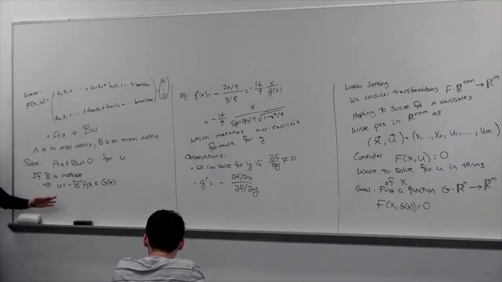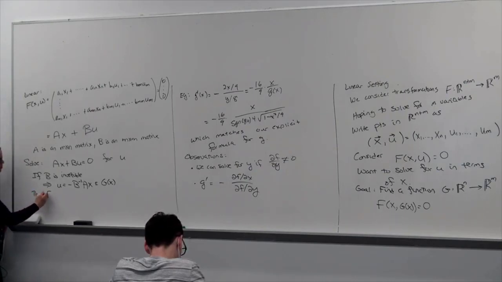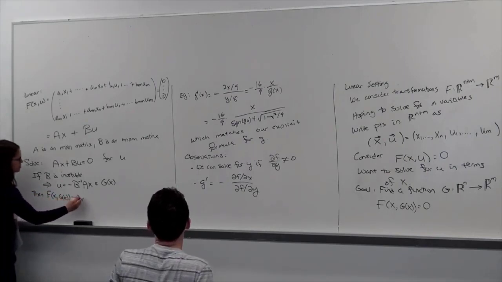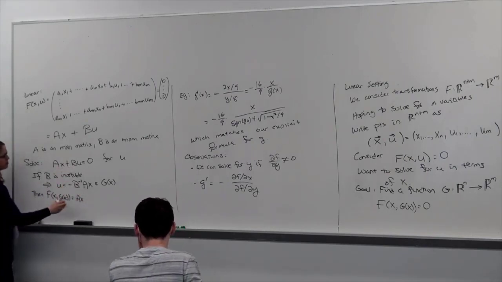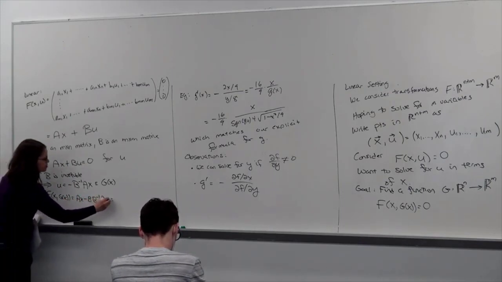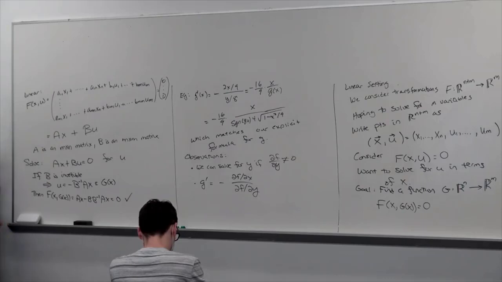Right, and then you plug this back in here and you check that indeed f(x, g(x)) gives you Ax plus B times all of this, so minus B inverse Ax, which is 0. So that gives you the family of solutions that you're looking for.